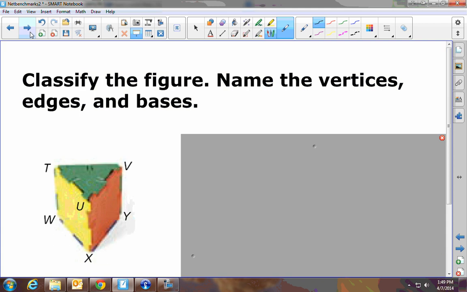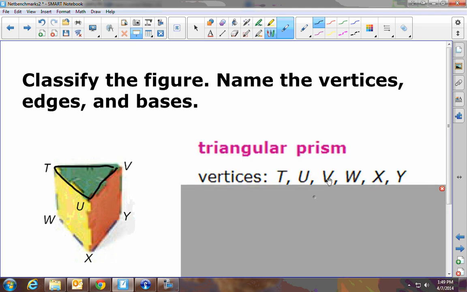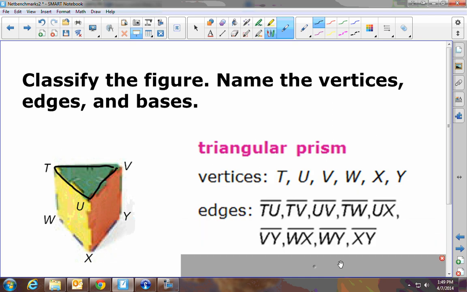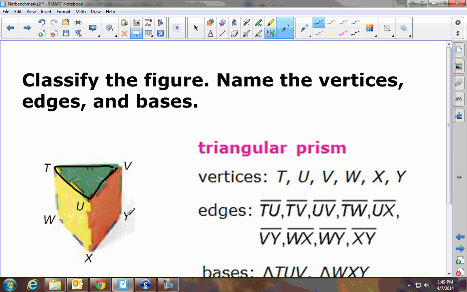Okay, this shape we can see is a prism. It's got the flat sides, and the base shape is a triangle, so it's a triangular prism. Vertices are all the points, the edges are all the segments, and the bases are TUV up here and WXY.